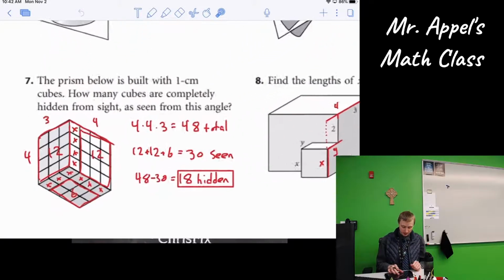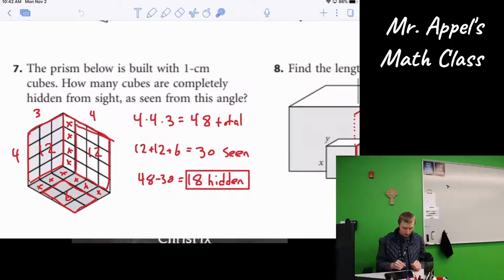Number 7, if you count them all up, a 4x3x4 has 48 total little cubes there. And I started with this face as my scene, so I had 12 of them I could see here. I already counted these 4, so that means there's 12 more here. And then I already counted these and this row, so there's only 6 more there and the bottom, so I can see 30 of them. That leaves 18 hiding on the other side.